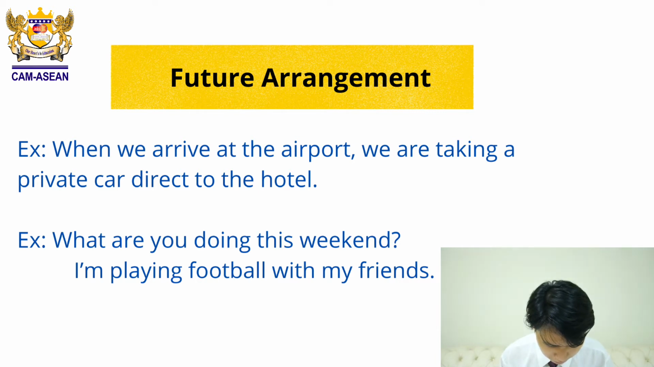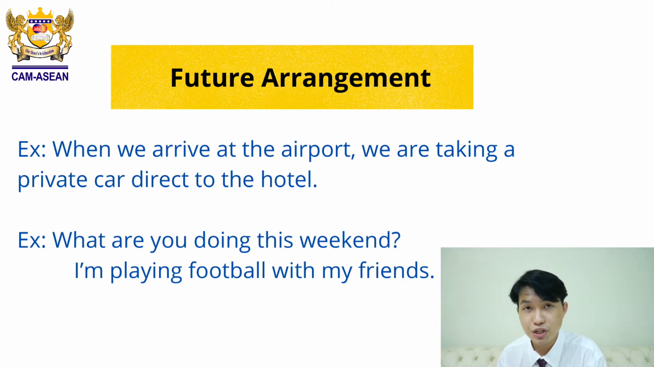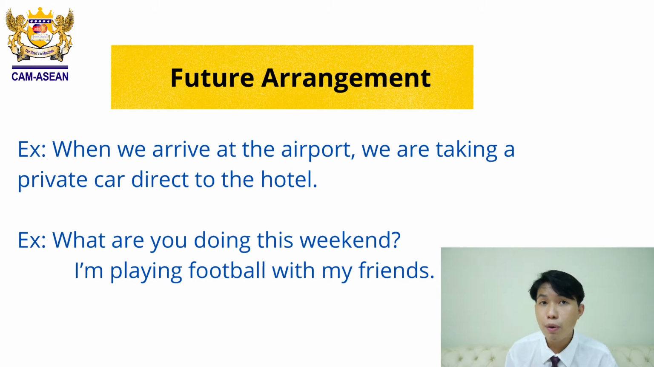Alright. Another example is, what are you doing this weekend? And the answer is, I'm playing football with my friends. For this sentence, it's not happening now, it means it's a future arrangement. So you and your friends are playing football on that day, and you have discussed it with your friends, and your friends know about it, and you know about that arrangement. So this is why we call this future arrangement.